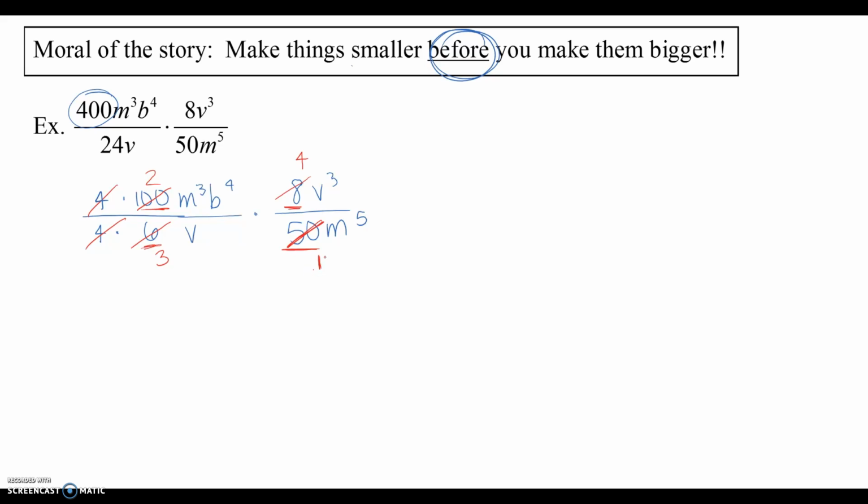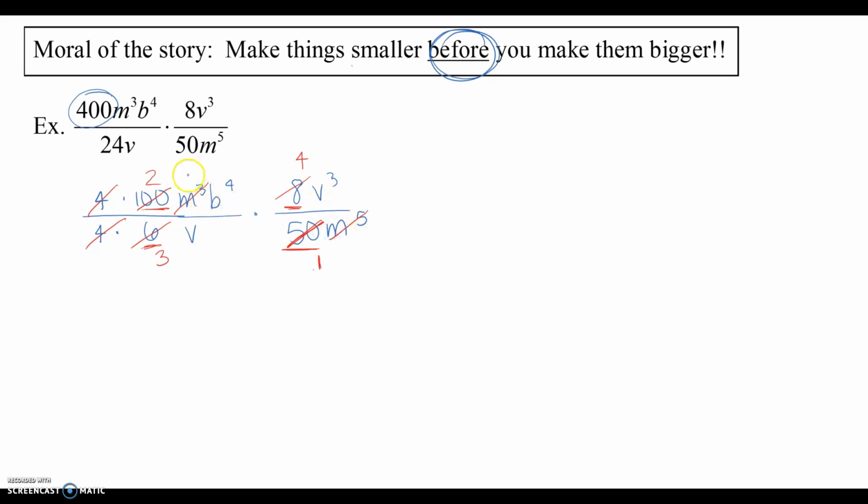So we can't simplify that anymore. So now I need to look at my variables. If I have m cubed and m to the 5th, remember you can subtract. So 3 minus 5.